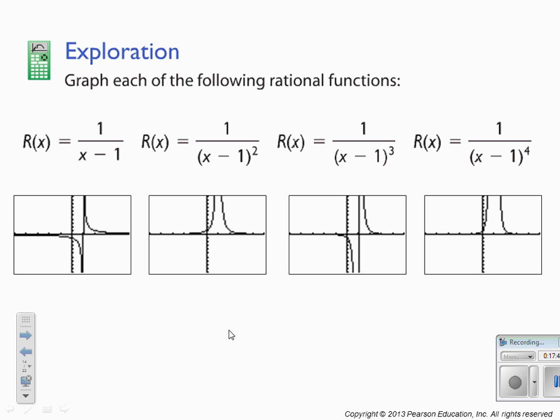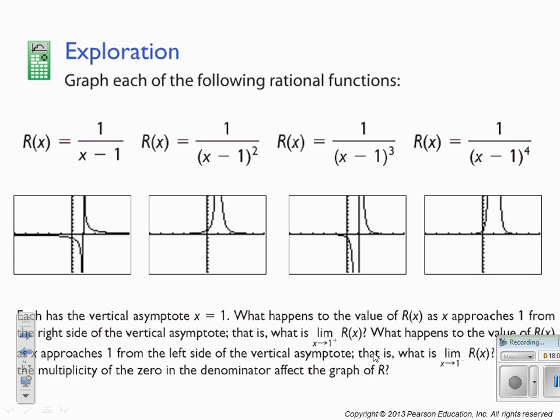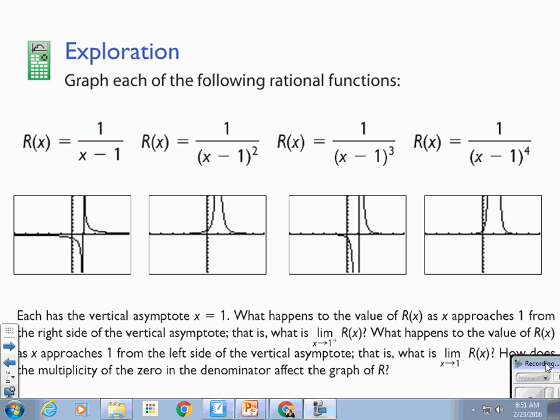And 1 over x minus 1 to the 4th is the same as this guy, but instead of as wide a curve, the curve gets more boxy. So each has a vertical asymptote at x equals 1. What happens to the value of r of x as x approaches 1 from the right side of the vertical asymptote? That is, what is the limit as x approaches 1 from the right, that's from the positive values, of r of x?